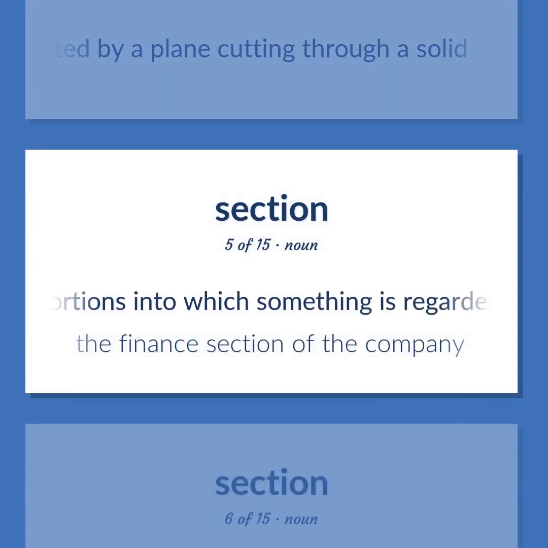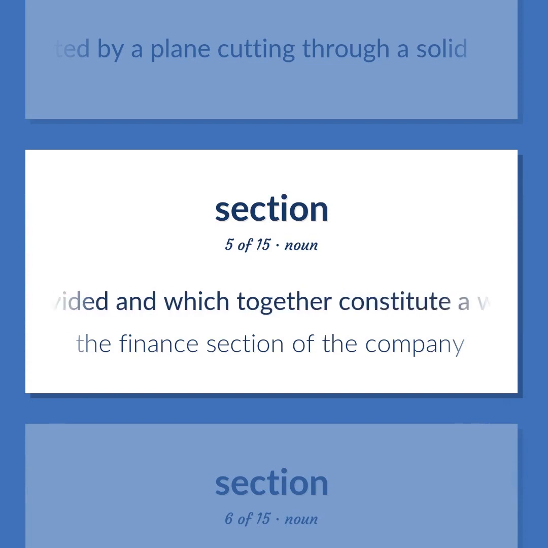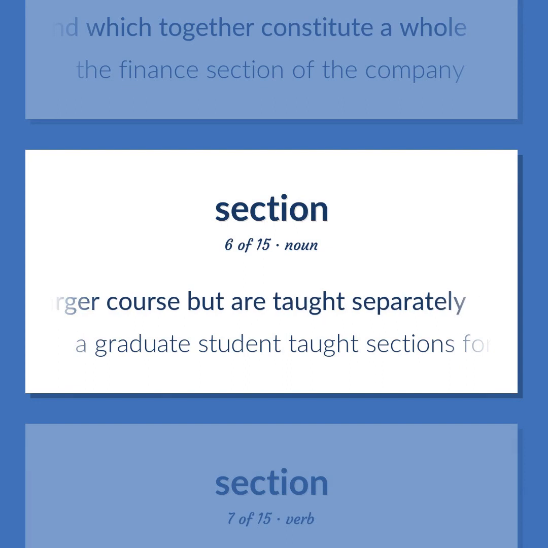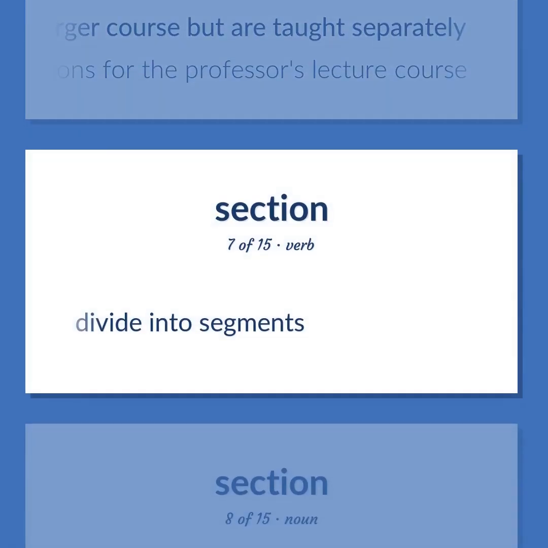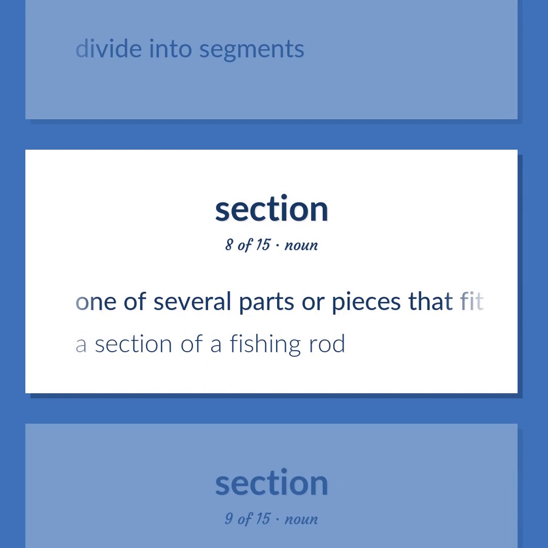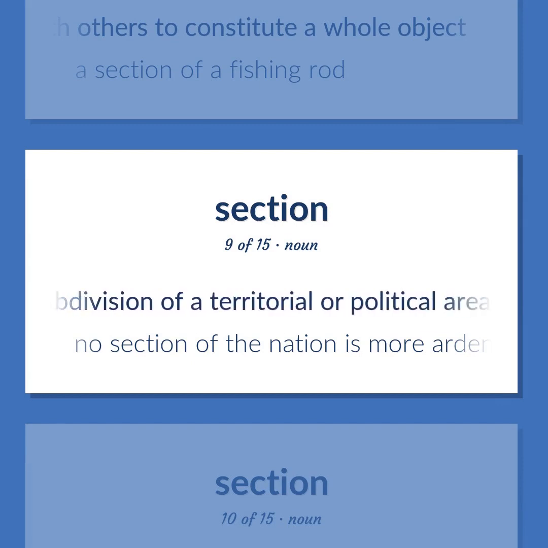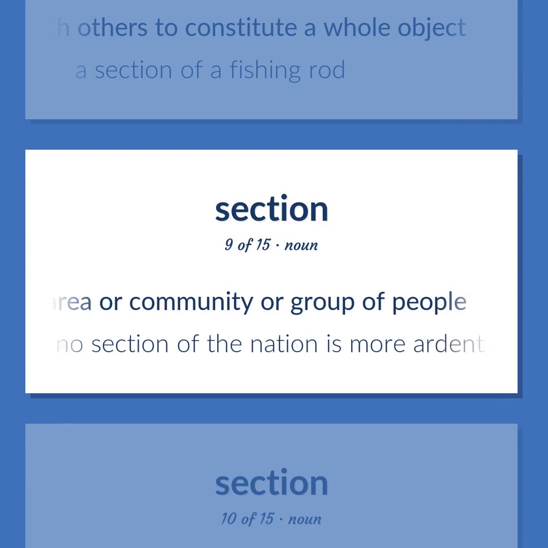One of the portions into which something is regarded as divided and which together constitute a whole. The finance section of the company. A small class of students who are part of a larger course but are taught separately. A graduate student taught sections for the professor's lecture course. Divide into segments. One of several parts or pieces that fit with others to constitute a whole object. A section of a fishing rod. A distinct region or subdivision of a territorial or political area or community or group of people. No section of the nation is more ardent than the South.